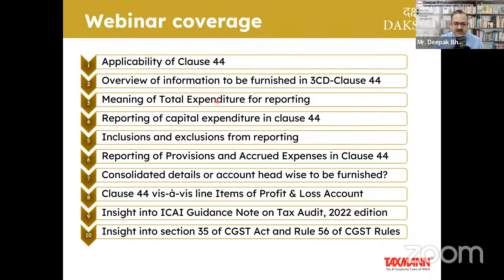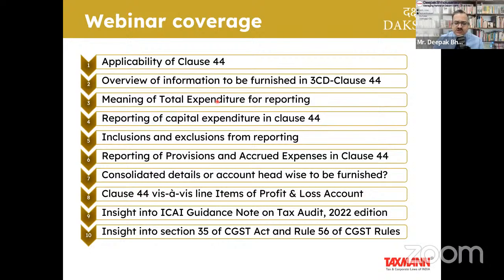So our today's webinar will cover these topics. First of all, we will understand what is the applicability of Clause 44. Then we will see and understand what are the final points which are being covered by Clause 44. What kind of information we require in our Form 3CD, our tax audit report, to be furnished. So within Clause 44, what is the meaning of the expression total expenditure? What does it include? What does it exclude?